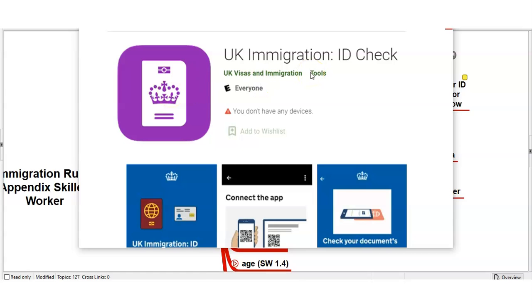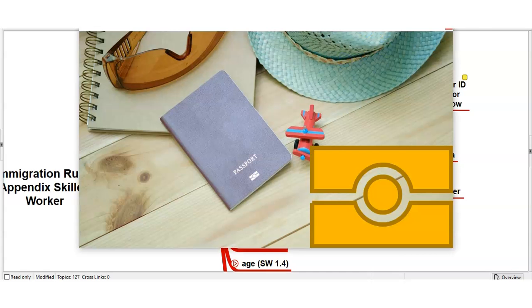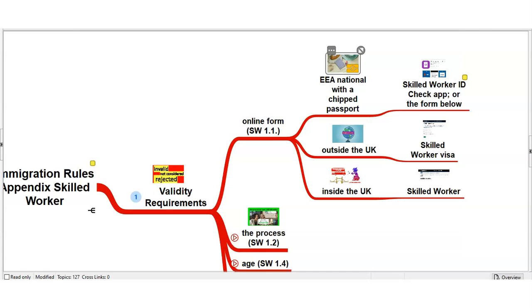The Home Office has already successfully used a similar app for the EU settlement scheme applications, those for EU citizens who wanted to apply for settled or pre-settled status under the EU settlement scheme. So if you have a passport like this and you are an EU national, this means you may be eligible to use this app.